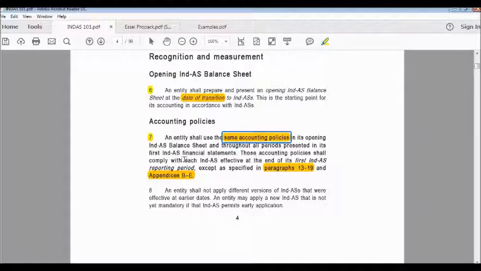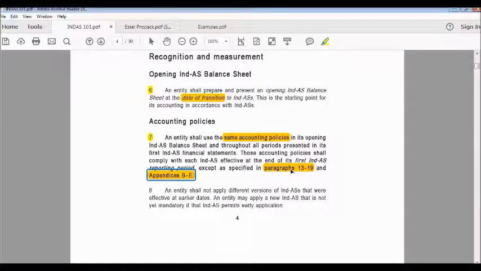The accounting policies which the company has adopted shall comply with each Ind AS effective at the end of its first Ind AS reporting period. So the accounting policy shall comply with all the Ind AS which are effective at the date of its first Ind AS reporting period, like those Ind AS applicable as on 31st March 2018. All those Ind AS should be complied with, except as specified in paragraphs 13 to 19 and appendices B to E.